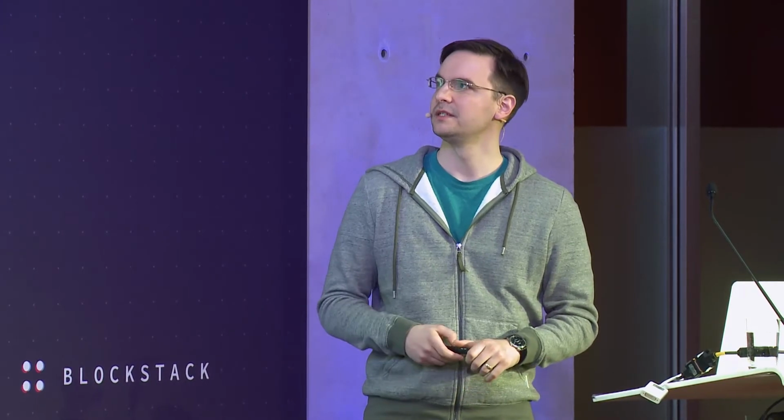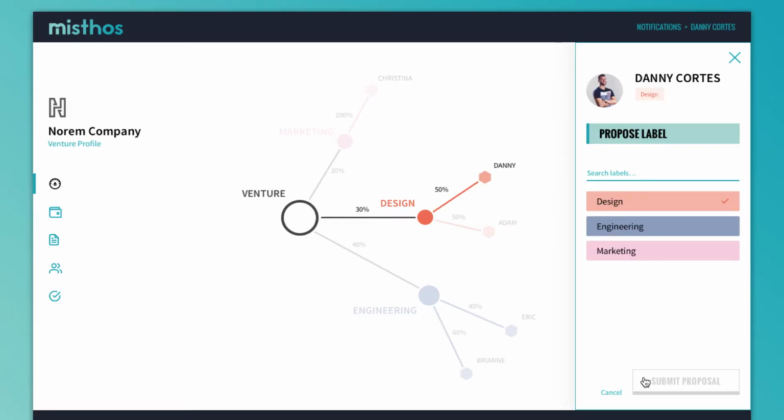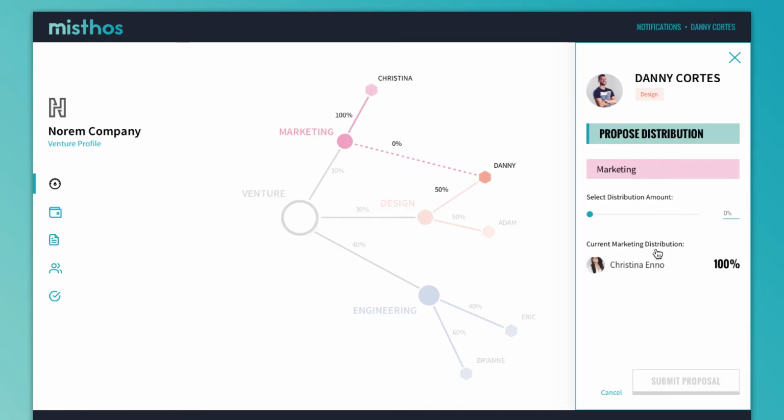So let's say he's taken on responsibilities in another role. Maybe he's doing marketing. So how does the system accept this change? Any partner can propose that Danny should receive a new label. And once selecting this label, we also have to redistribute the marketing node. So let's say we'll put it onto 30% and submit the proposed change.